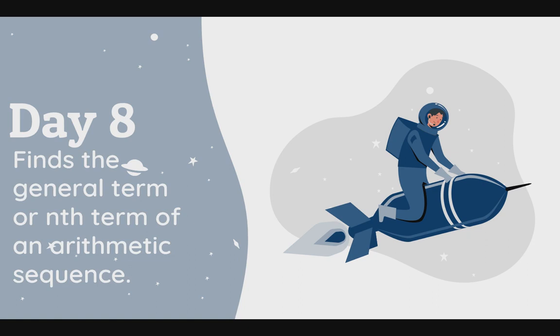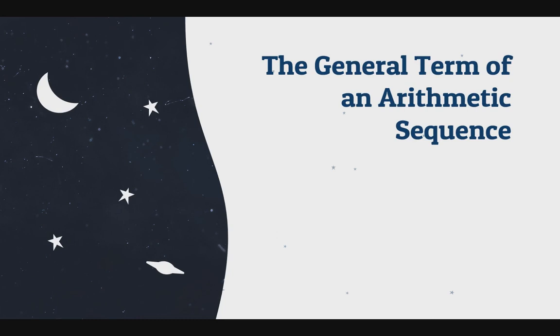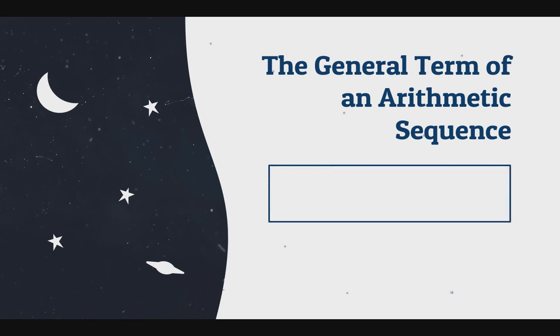Today's learning objective is to find the general term, or nth term, of an arithmetic sequence. To start our discussion, let us review first our general term of an arithmetic sequence. So, what is the equation that we use to find the general term of an arithmetic sequence? Very good. It is a sub n is equal to a sub 1 plus n minus 1 times the common difference, which is d. So let's practice how to use this equation, this formula, in finding a general term.